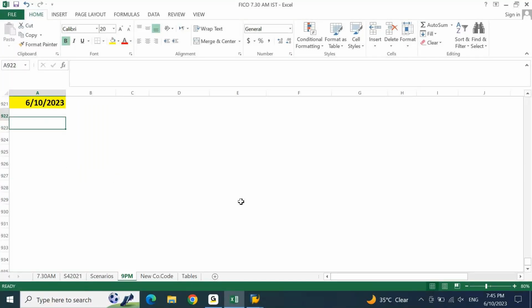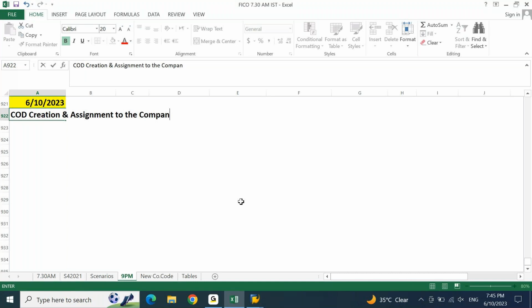So we've completed COD creation and assignment to the company code. This is what we have previously done. Now after this, whatever we need to do, let us try to understand. So I'll give some examples. Let us take this example along with one asset with the practical numbers, and then we will configure the asset accounting from here on based on our example.